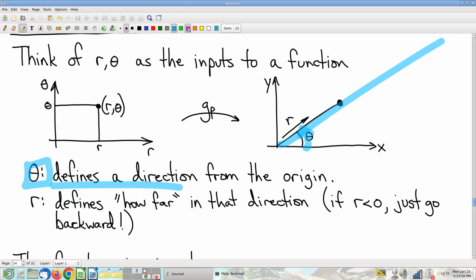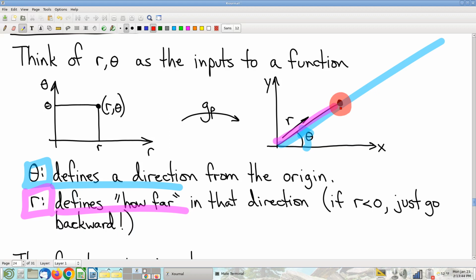And then r, I'm going to say, loosely speaking, defines how far you should go in that direction. And if you go that far in that direction, then that gets you to a point. And so I think you can see that this is a coordinate system in the sense that two numbers can be used to define a location. Everybody good?